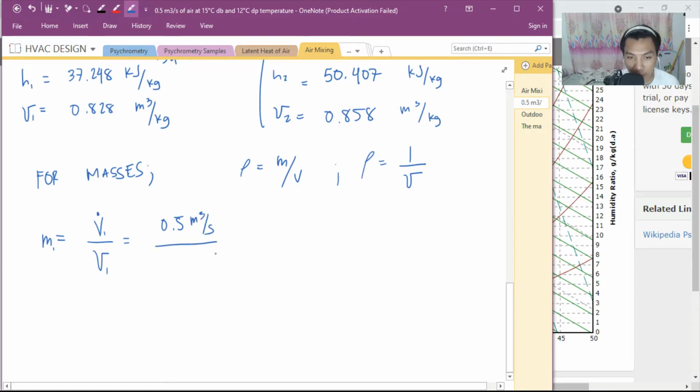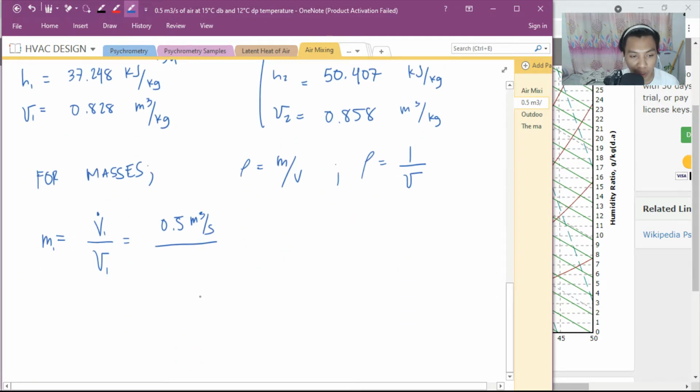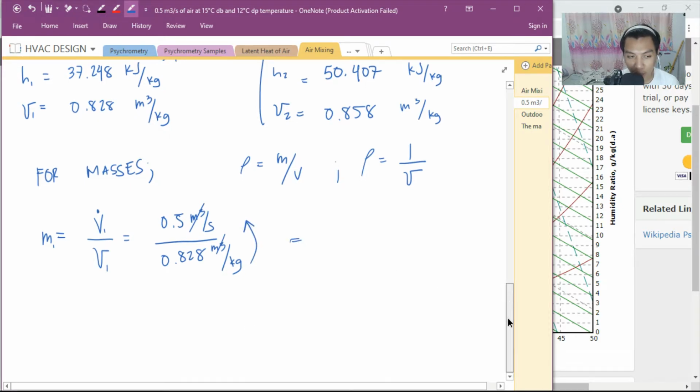Divided by 0.828 meter cube per kilogram. So, meter cube cancels, leaving kilogram. Okay? Set aside muna natin bago natin kumpitin.